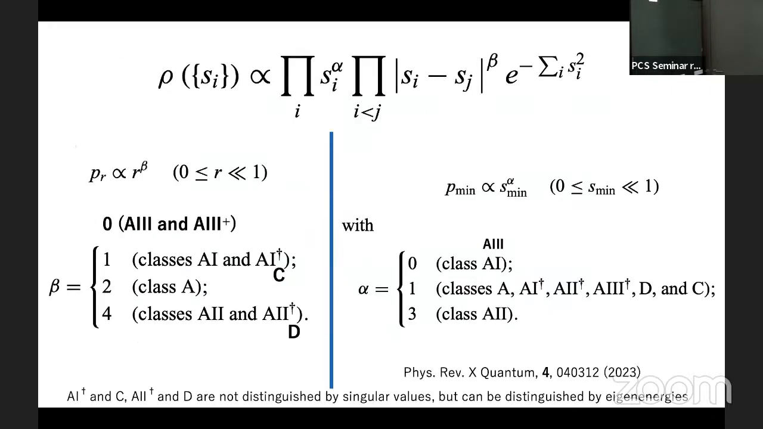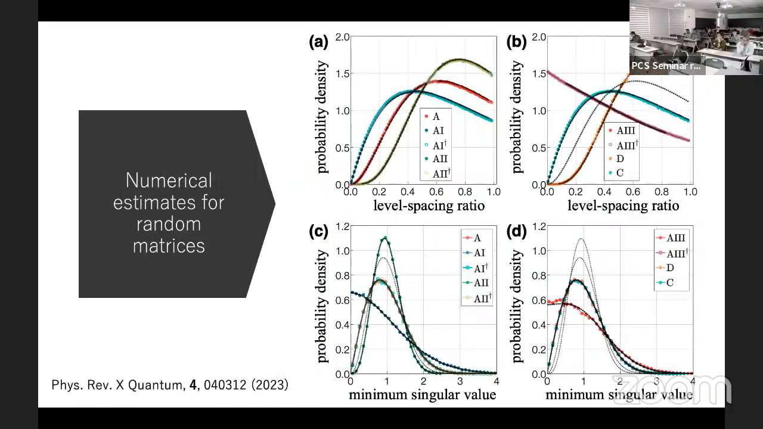So by doing so, we can, and this is a numerical demonstration, A1, a singular value distribution. This is the case for level spacing ratio. And this is the case for minimum singular value distribution.